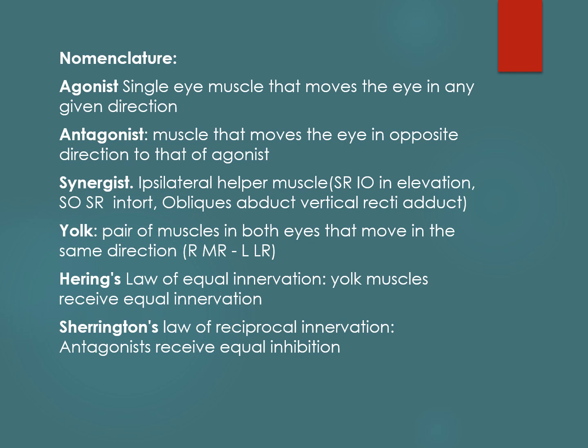Now two important laws. Hering's law of equal innervation, which states that yoke muscles receive equal innervation. It means when the right eye is moved medially, the medial rectus of the right eye receives the same innervation that is received by the lateral rectus of the left eye. The other law is Sherrington's law of reciprocal innervation. It states that antagonists receive equal inhibition. It means that if the right eye is to be moved outwards, lateral rectus is activated and medial rectus, its antagonist, is inhibited.